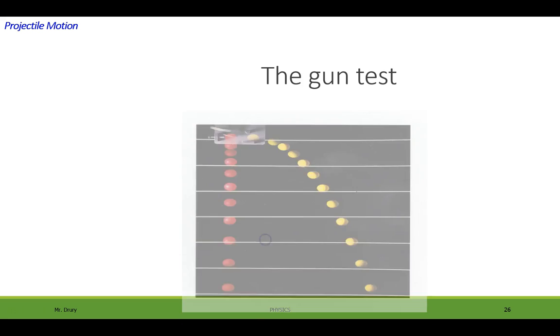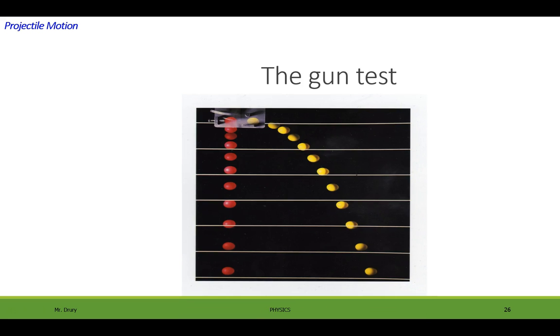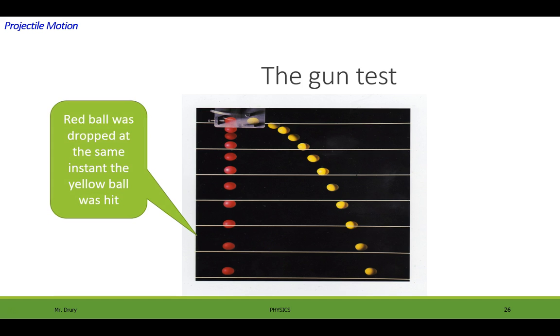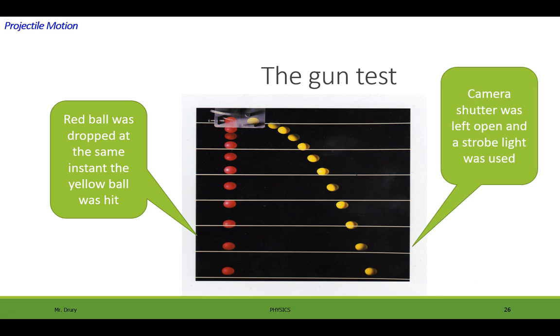Here's a gun test that we can do, and I'll show you this demonstration in class, but here's a picture I wanted to show to you. This red ball was dropped at the same instant the yellow ball was hit. This was done with a camera shutter that was left open and a strobe light was used. The whole idea behind this is that you can actually see the free fall motion. And you see how it gets further and further apart, as it should in free fall. But the yellow one was shot horizontally, yet it still falls the same vertical distance on the way down. Notice that they stay right next to each other.